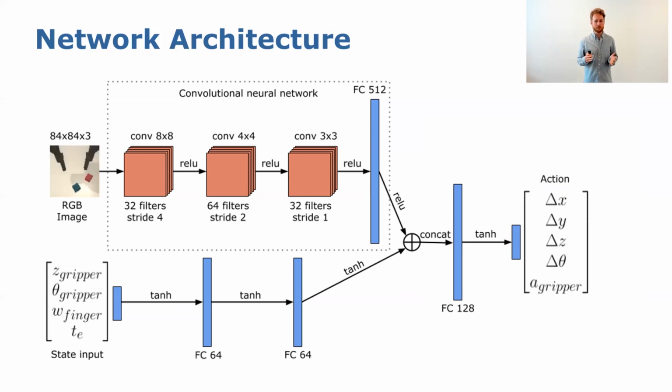The policy outputs a 5-dimensional continuous action vector that corresponds to a Cartesian offset for the end effector position, the rotation around the z-axis of the gripper, and the gripper action. The value function has a similar architecture and shares the weights of the CNN part of the network with the policy.